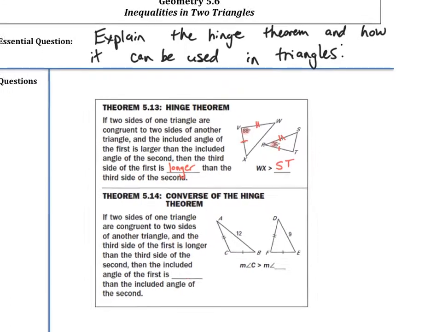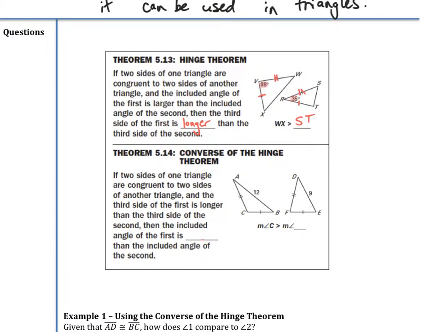are congruent. And then there's the converse that says if two sides of one triangle are congruent to two sides of another, and the third side of the first is longer than the third side of the second, then the included angle of the first is larger than the included angle of the second.